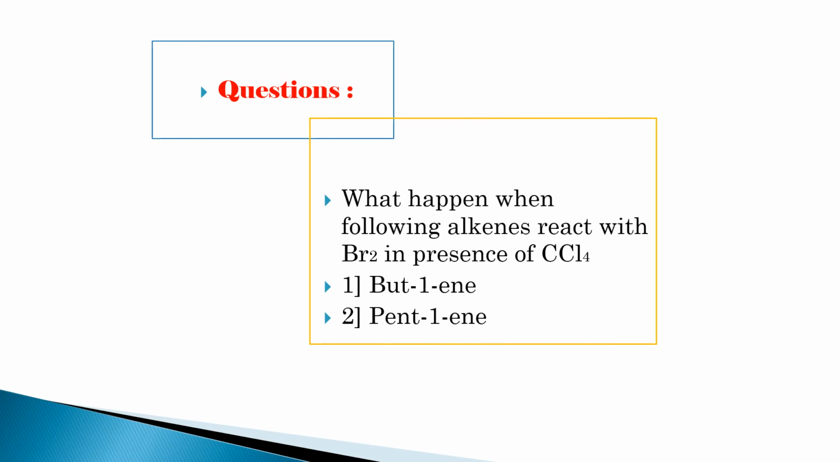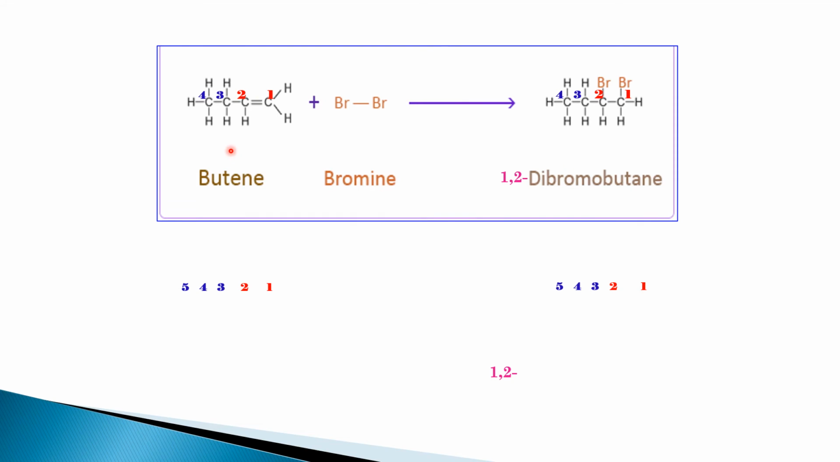Then questions. What happens when following alkenes react with Br2 in presence of CCl4, but-1-ene and pent-1-ene? Here, but-1-ene, position of double bond is in between carbon atom 1 and 2, so it is a but-1-ene reacting with Br2 in presence of CCl4 at room temperature. Then it gives 1,2-dibromobutane in which Br2 is added across the carbon-carbon double bond of butene. So it forms 1,2-dibromobutane or butylene dibromide.